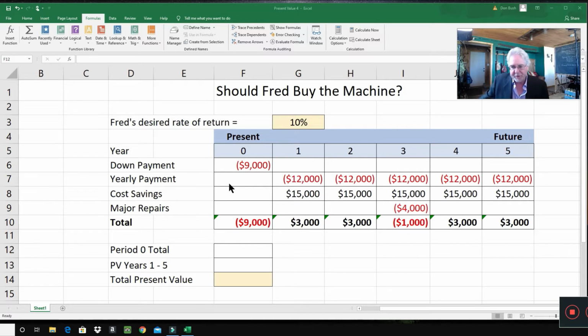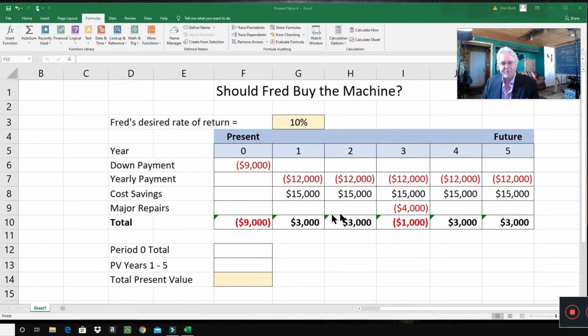So what we're going to do is use present value to figure out if this is a good buy or not. So Fred, his desired rate of return when he buys machinery and makes investments in his business is 10%. So here we go. The down payment is $9,000. It's written as a negative number because it's a cash outflow. Yearly payments, $12,000. These are written as negatives because they are cash outflows also. And cost savings, these are written as positive numbers because, just like Benjamin Franklin said, a penny saved is a penny earned. So this is just like money coming in, cost savings.